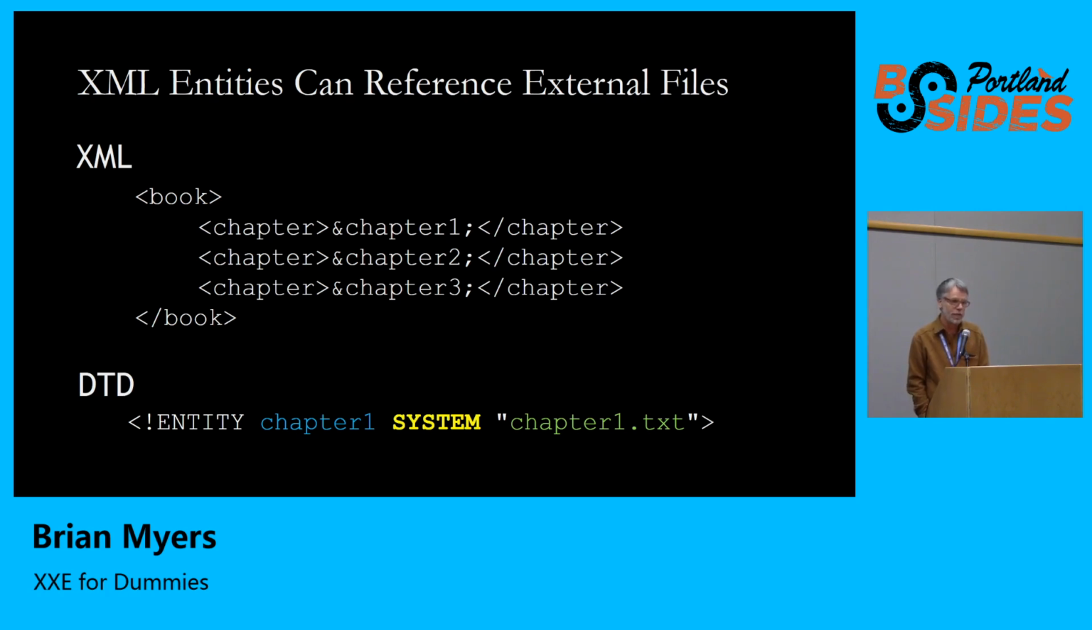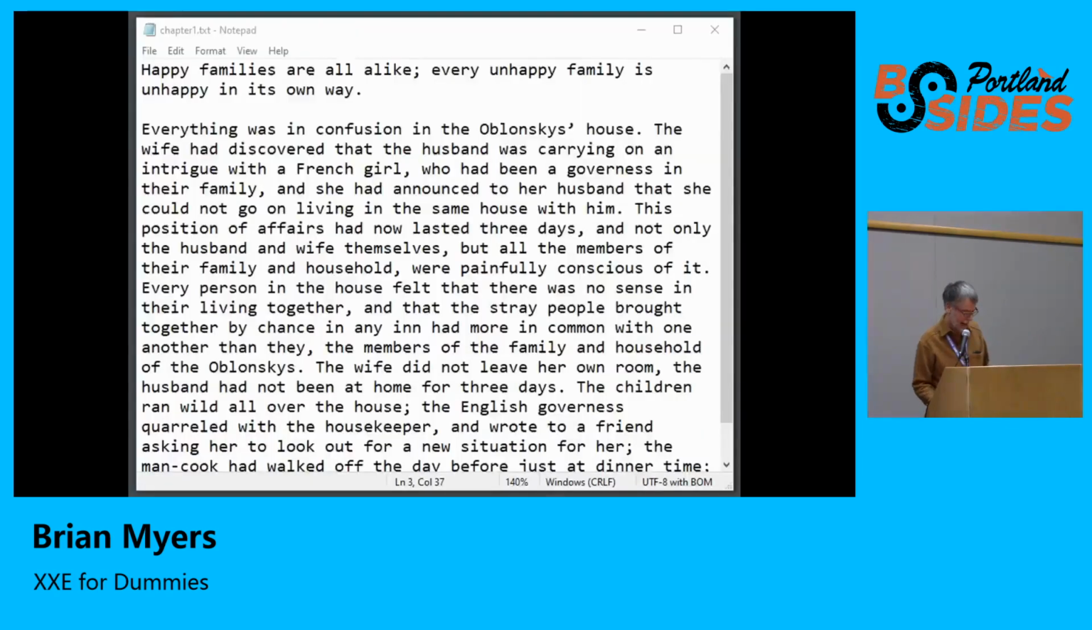Chapter1 is the name of my entity, and then the SYSTEM keyword tells the parser that what follows isn't just a string to put in there, it's an external reference to a resource. It's a URI. So what the parser is going to do is go try to find that resource. It will look for a file named chapter1.txt, find the contents of that file, and those contents will be the definition of the macro. So I would pull in this. What this markup would actually do is concatenate the text of all 3 chapters. And I'll show an example of that.